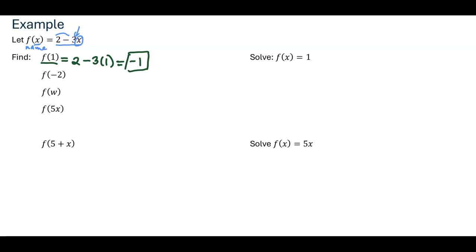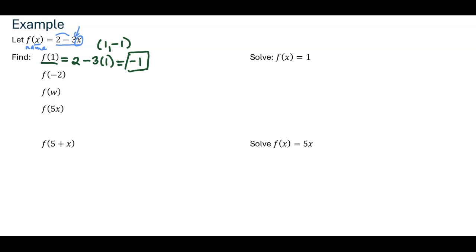But I do want to clarify here that we do now know a point. Even though the answer to this question is just -1, this means that (1, -1) is on the graph of function f. We input 1, that's like our x value. We output -1, that's always like our y value. So we do know a point on the graph, but the answer to the question, what is f of 1, will just be -1.